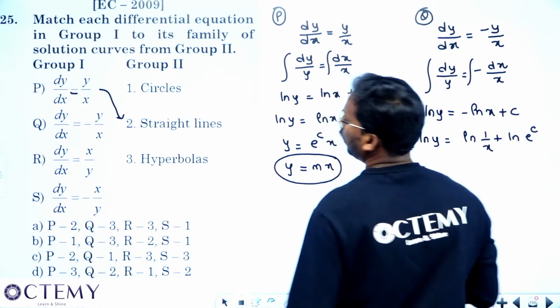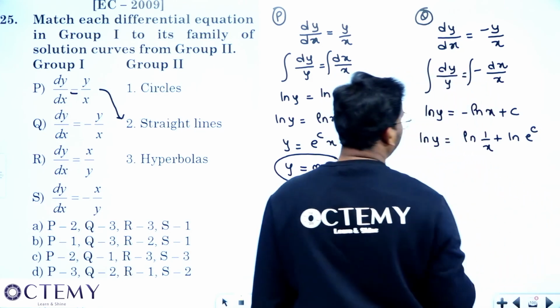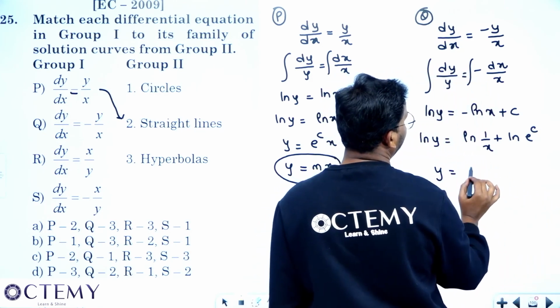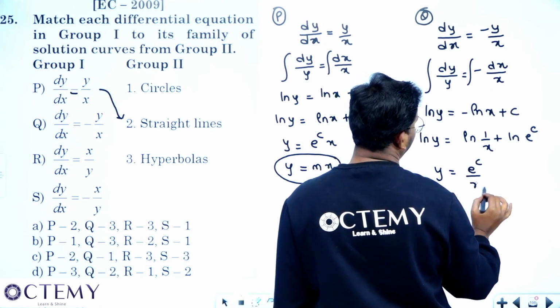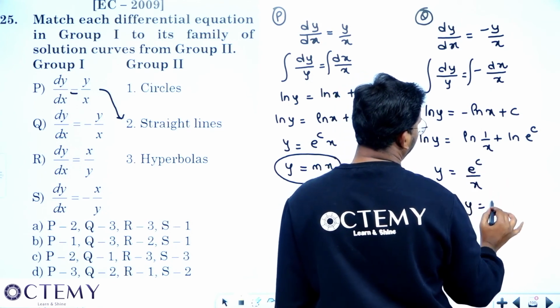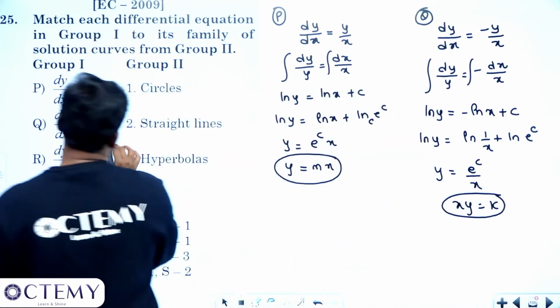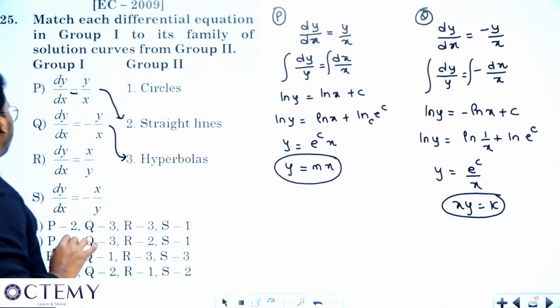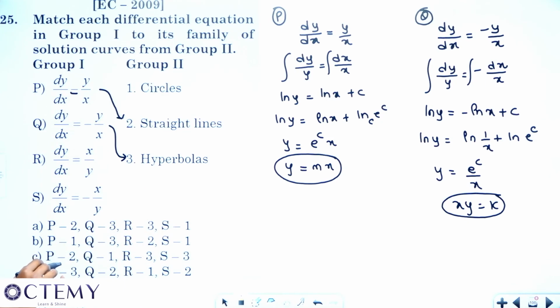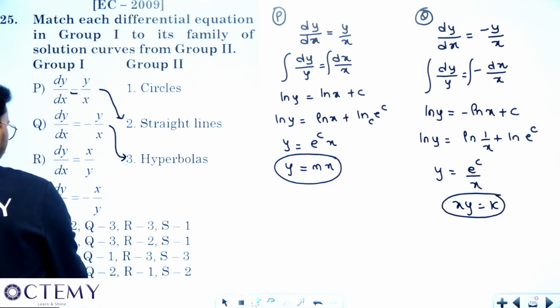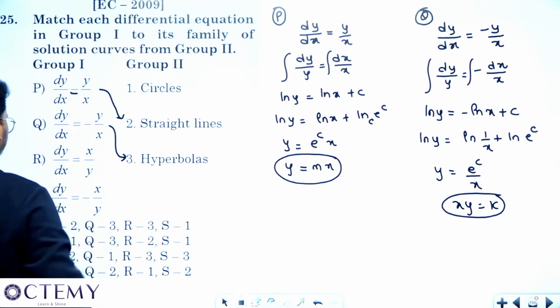Right? So hyperbola is also there. So this will become y is equal to e power c by x, or xy is equal to some other constant. This will be hyperbola. So Q should be 3. So P should be what? P should be 2 and Q should be 3. So option A is perfectly alright.